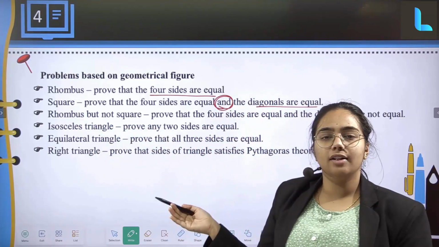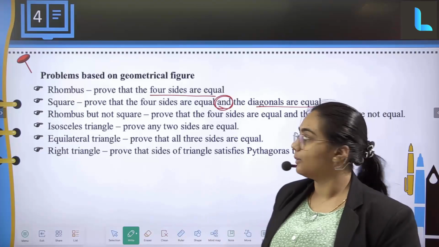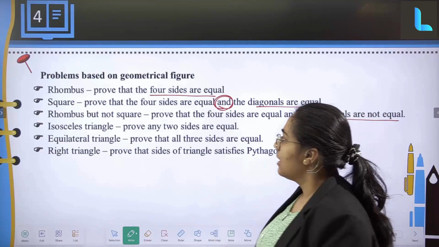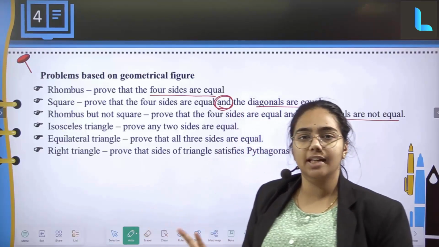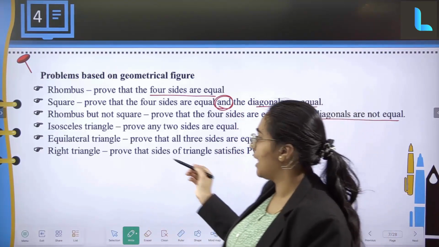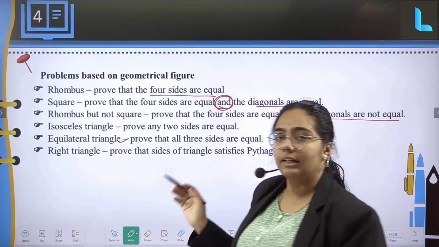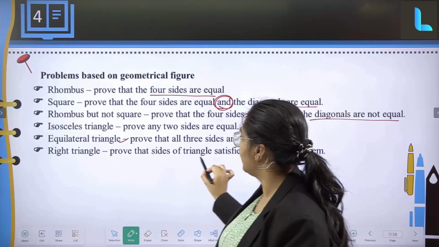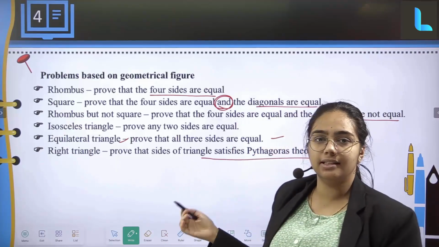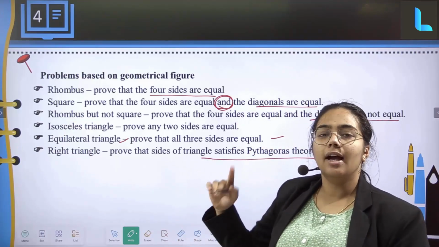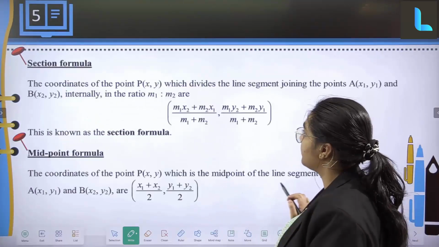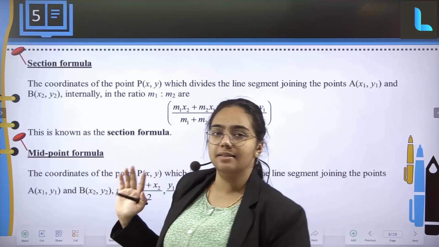So rhombus but not square, all sides have to be equal but the diagonals are not equal. Clear? So isosceles triangle, if any two sides are equal, it is an isosceles triangle. Equilateral triangle, all the sides have to be equal. And right angle, prove that the sides satisfy Pythagoras theorem, which we are aware of. Hypotenuse square is equal to the sum of squares of the other two sides. Clear? So next comes the section formula.